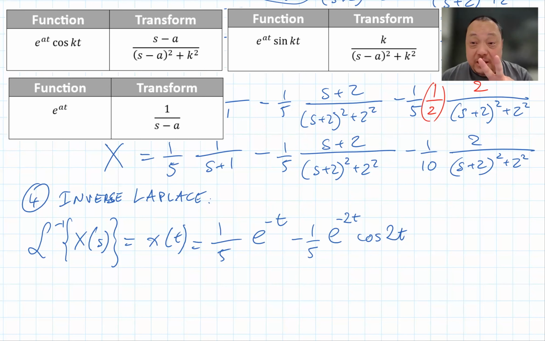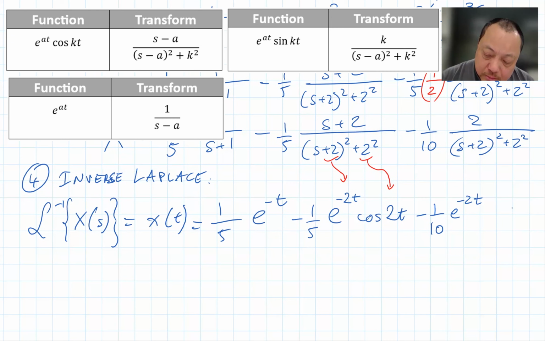I want you to notice that the two number 2's come from two different places. This one gets you that -2 there. And this gets you that 2t there. Okay. They're the same value of 2, but they come from two different places. And finally, minus 1/10 sine of 2t. And there we go. That's the answer.